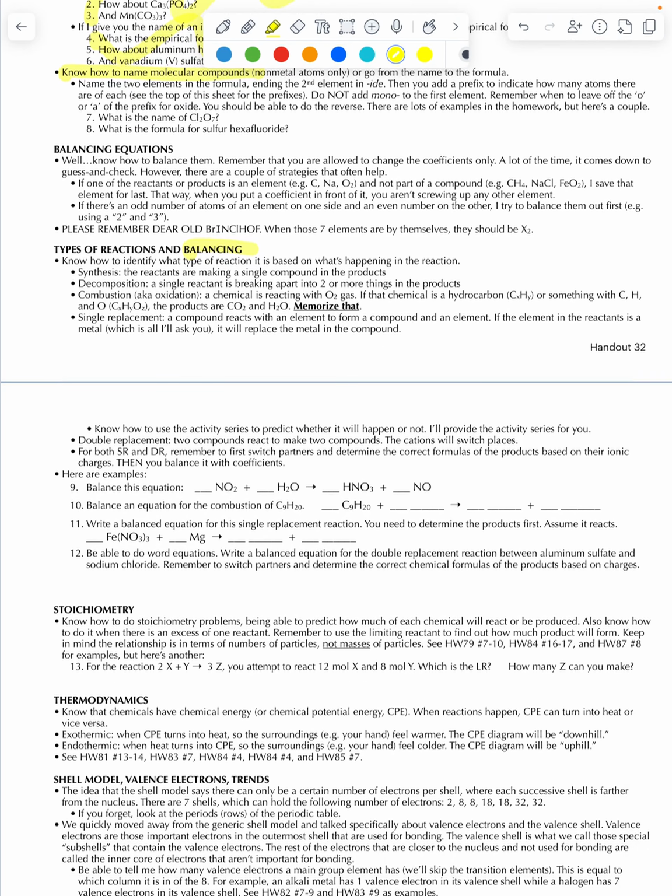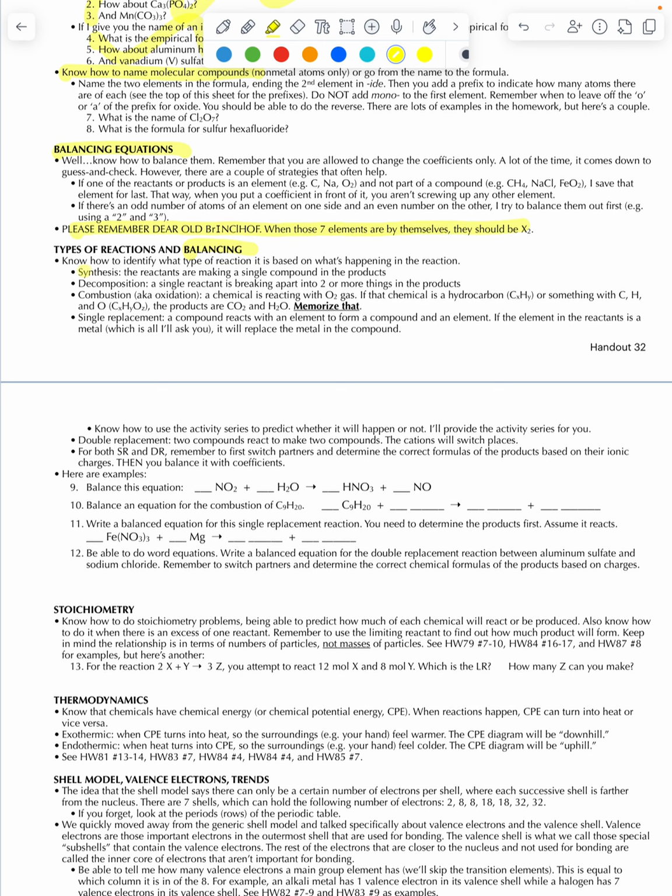And then balancing, there's not much to say there. You just add coefficients. Once you have all the reactants and products, you're just adding coefficients to balance it, so you have the same number of each element on both sides of the arrow. And then remember that whenever you have one of those Brinkelhoff elements by itself, you write it as something 2. So Br2, I2, N2, etc. If it's part of a compound, it could have any subscript. But when it's by itself, a diatomic element has a 2.